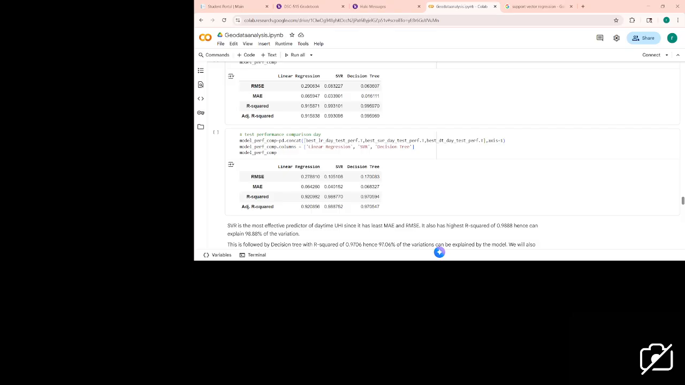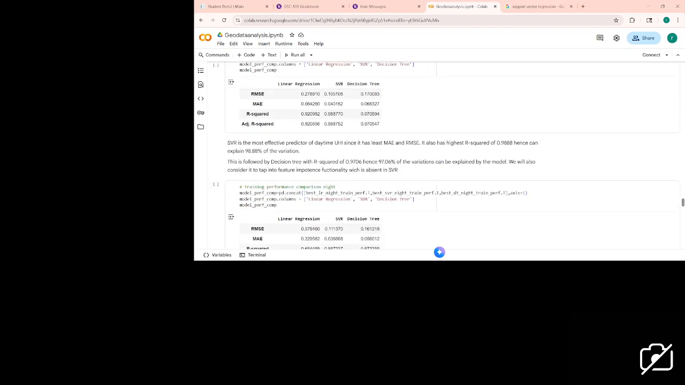However, the decision tree also had an R squared of 0.97, that is 97%, and we will also consider it as the second. We will consider it because it has a special feature importance which we can use to know which features are actually driving the high heat temperatures.